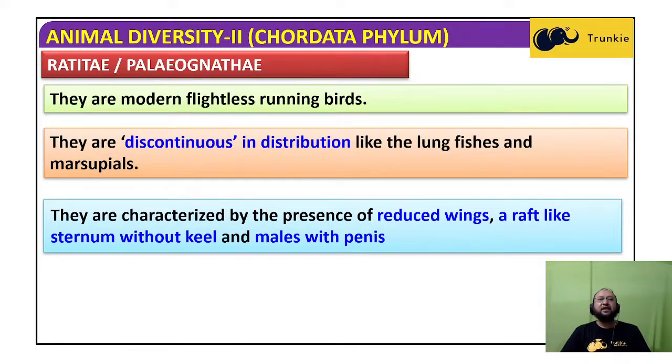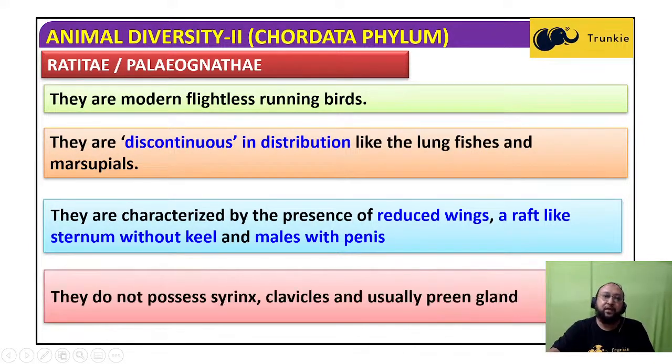They are characterized by the presence of reduced wings, a raft-like sternum without keel. Raft-like means the sternum is not pointed and projecting like a keel, but a little flat. And males with penis present.